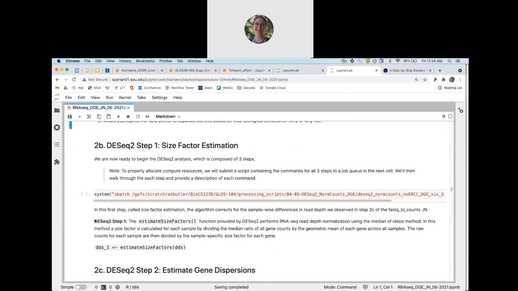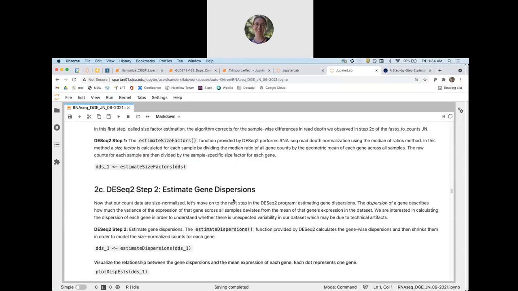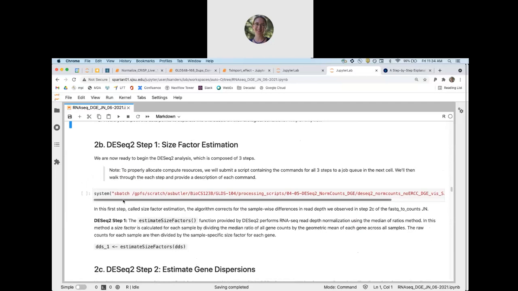Okay, now we are going to go ahead and actually perform the size factor estimation or normalization that we just learned about in the lecture. We're going to run all three DESeq2 steps: size factor estimation, estimating gene dispersions, and running the Wald test. Here we need to submit a script with commands for all three steps to the Slurm job queue.